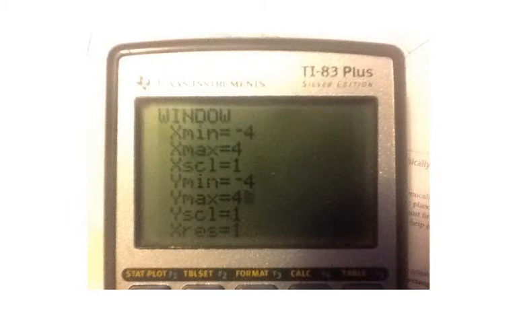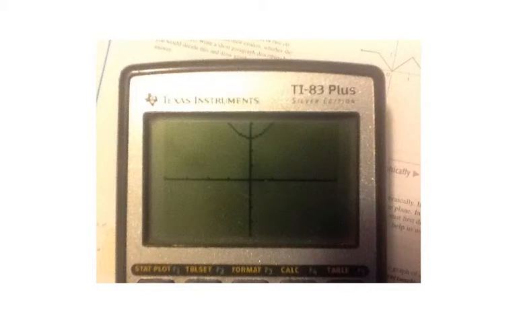One of the things I want you to remember is that x and y minimum mean how far do you want to go in the negative direction, or to the left or down. And x max always says how far do you want to go to the right in the positive direction. Y max always means how far do you want to go up in the positive direction. And then this screen pops up. Well, clearly making the viewing window smaller did not help us see the graph better. So now I only see this little part up here.